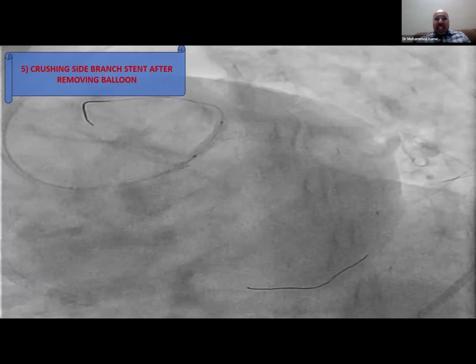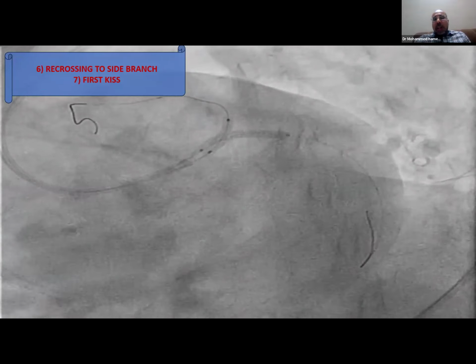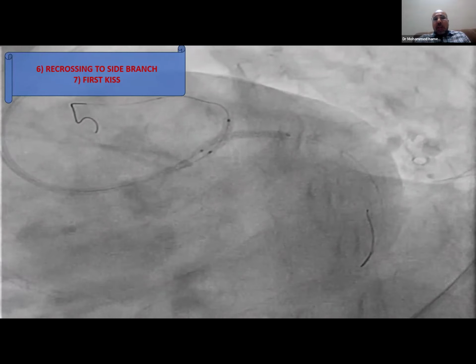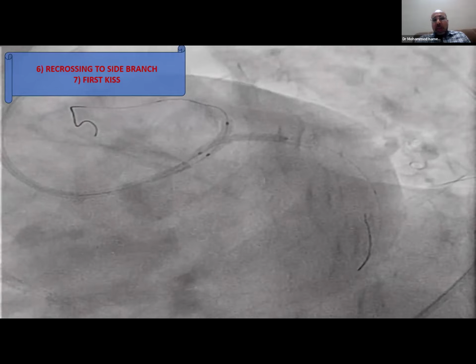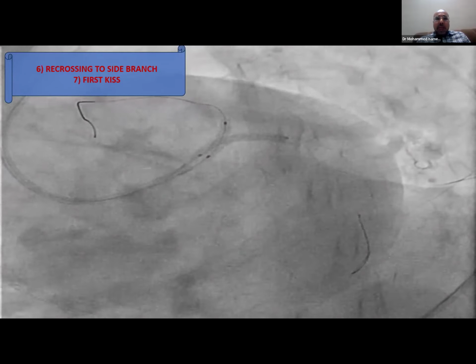So we have crushed the stent. Then this is the 6th and 7th step, recrossing to the side branch first, doing a kissing balloon for the main vessel and side branch. And this is the first kiss in the double kissing technique.